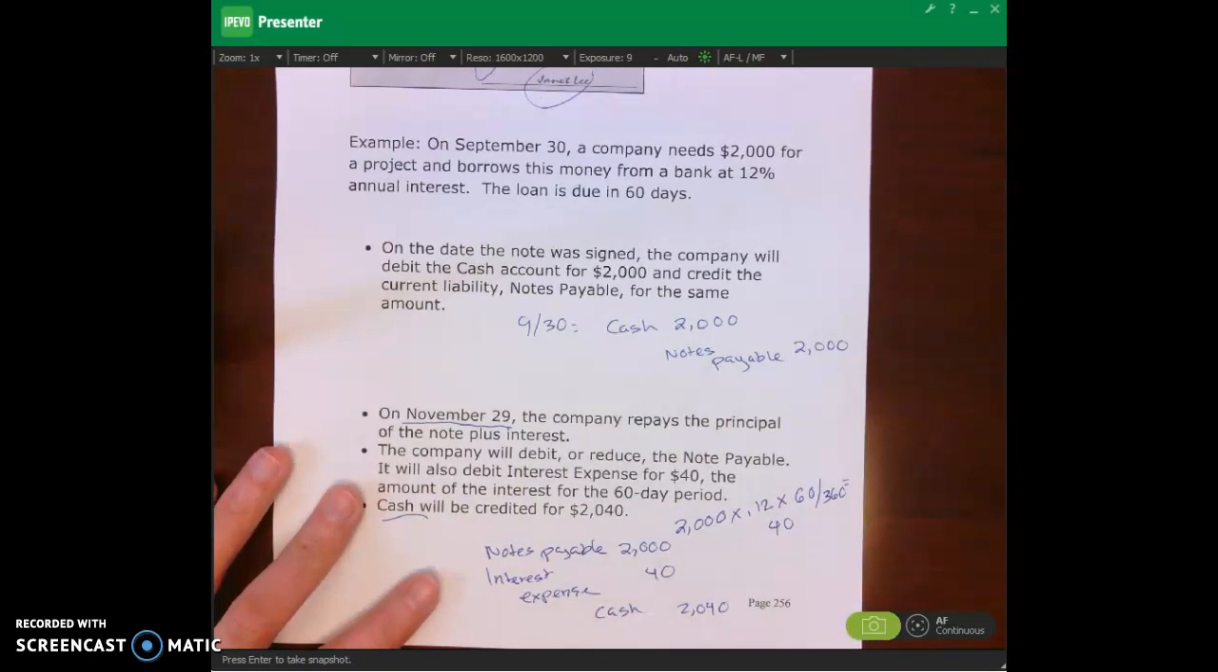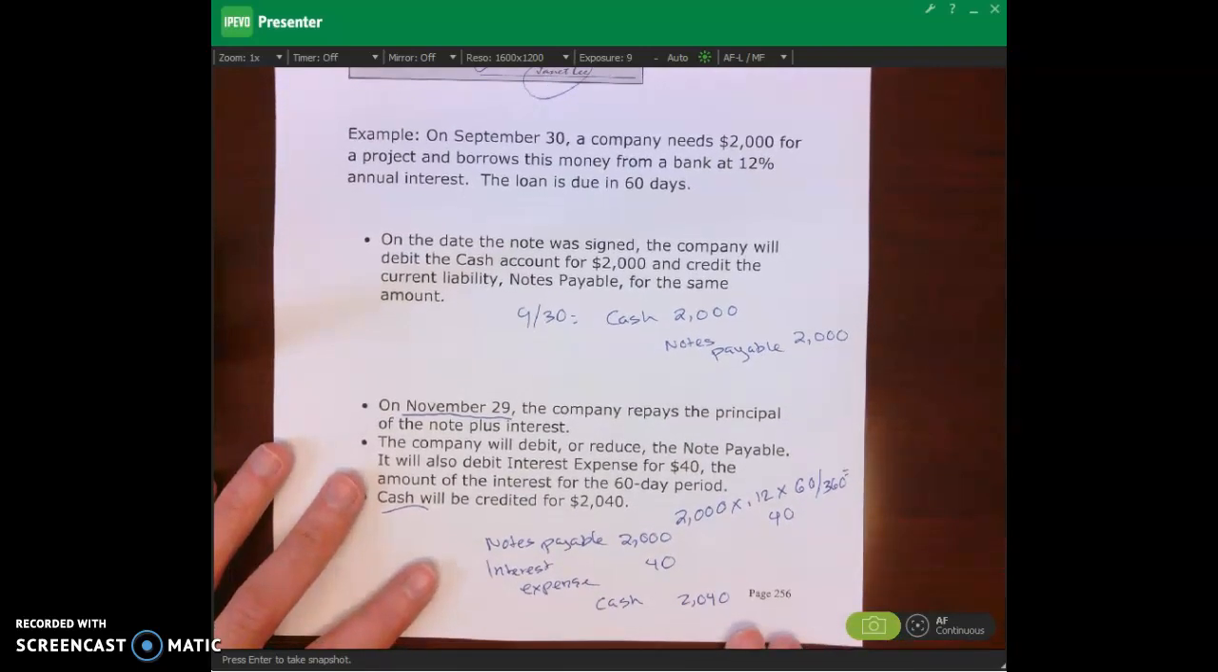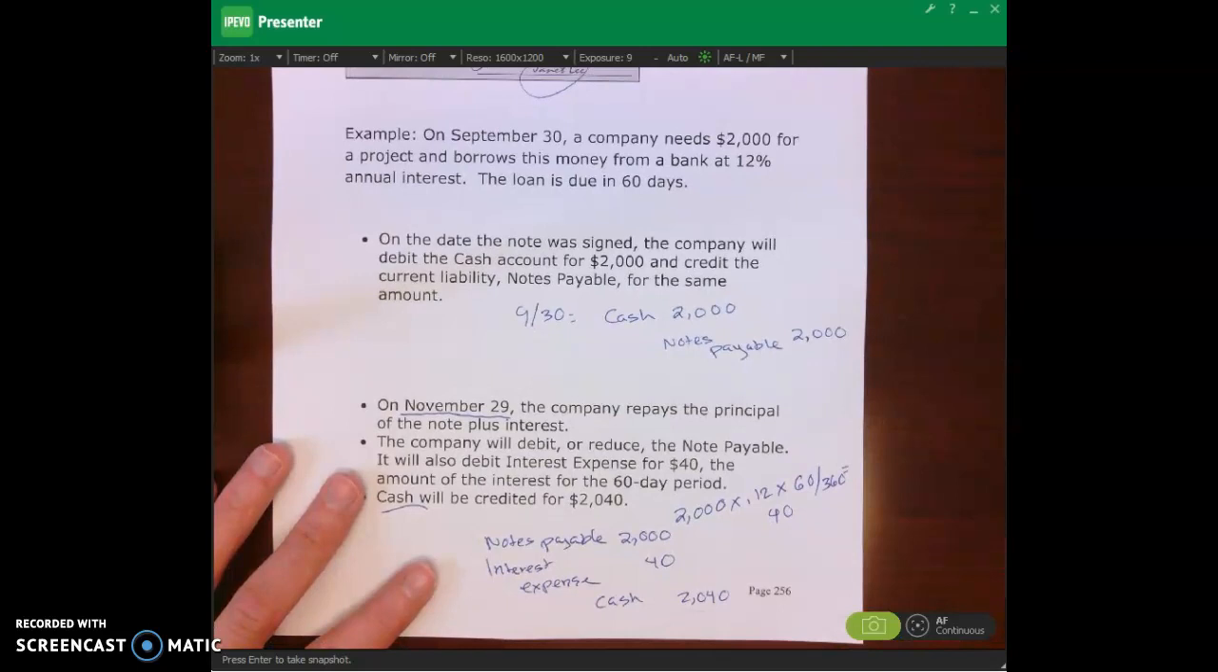$2,040. So when we pay off the note, we pay the principal plus the interest. Okay? So credit to cash for $2,040.